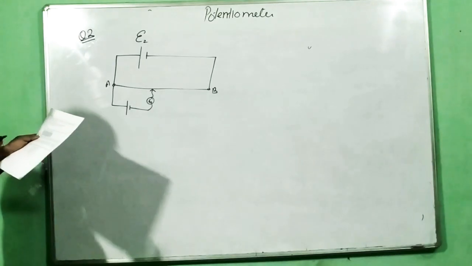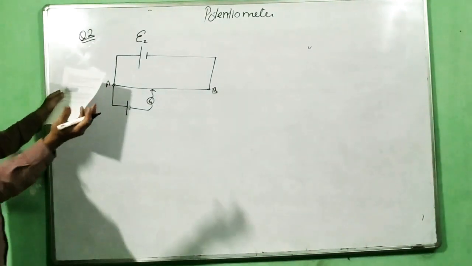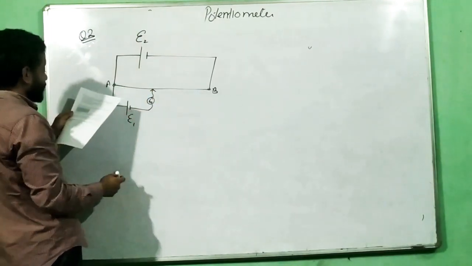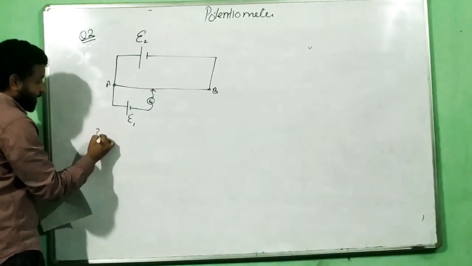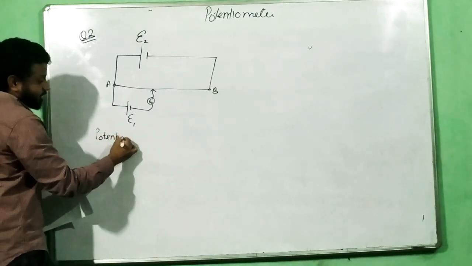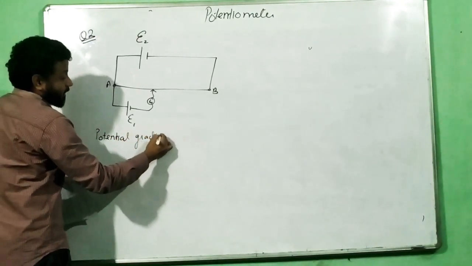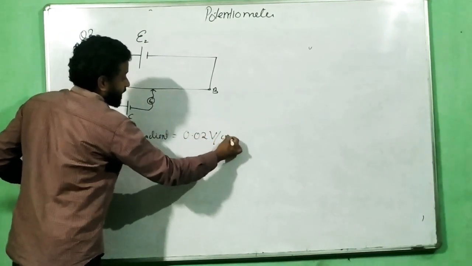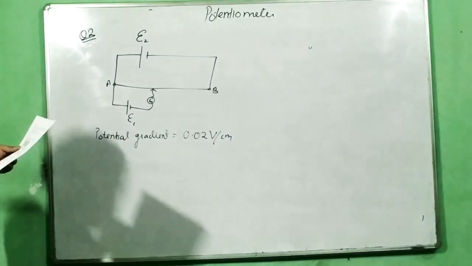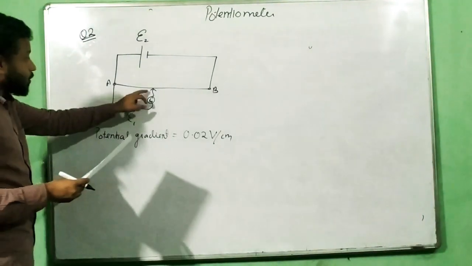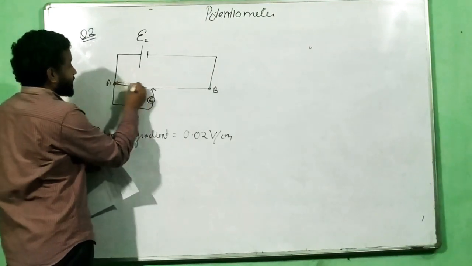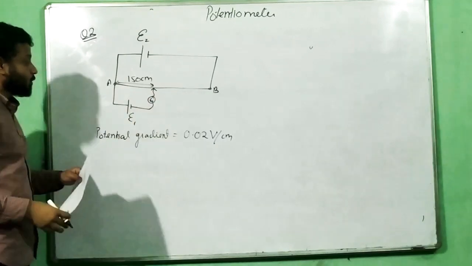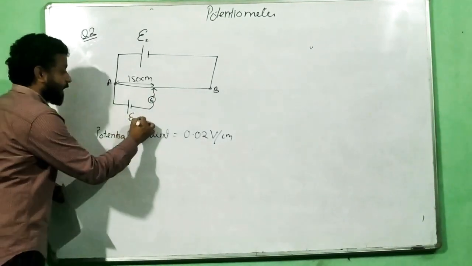Now this question is very easy. It says nothing is given here. It right away just says that the potential gradient is 0.02 volt per centimeter. See, this is an easy question. If somebody gives you potential gradient, what else do you want in life? So 0.02 volt per centimeter is given to you directly. The question says that the galvanometer shows zero deflection at a distance of 150 centimeter. What is the value of E1?